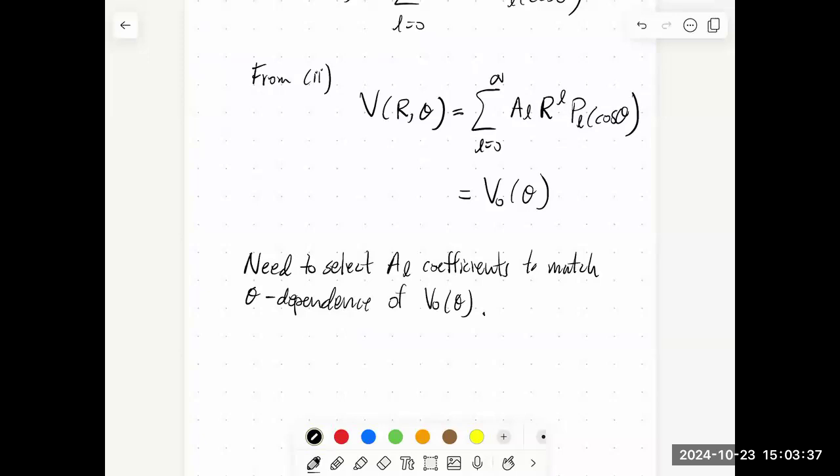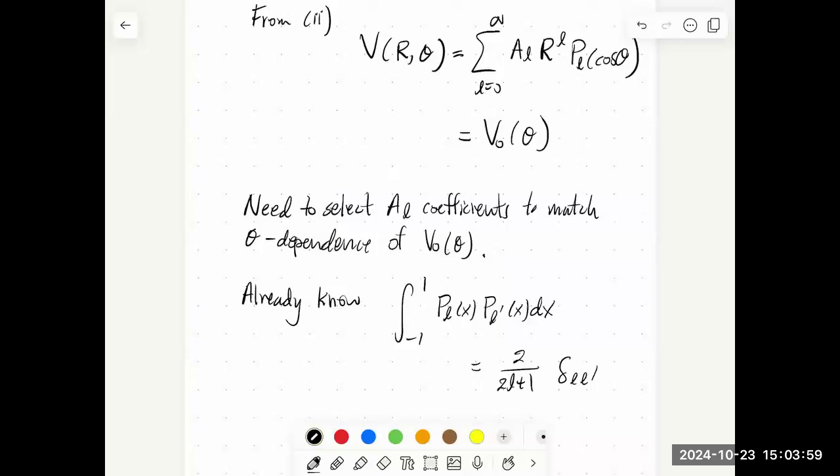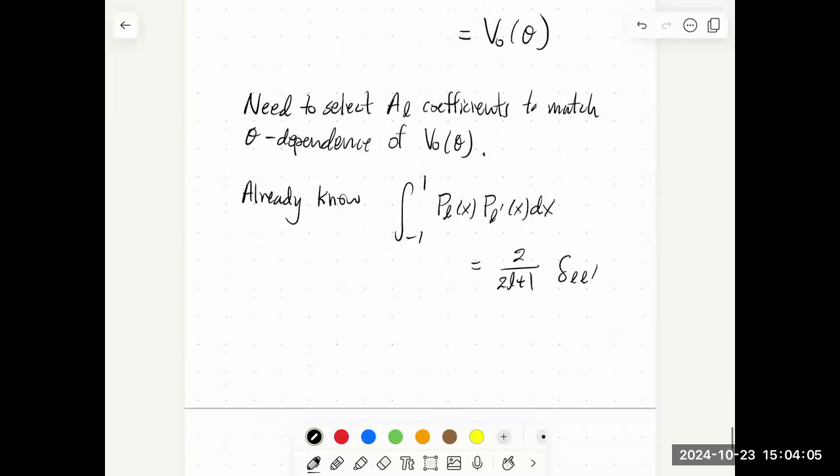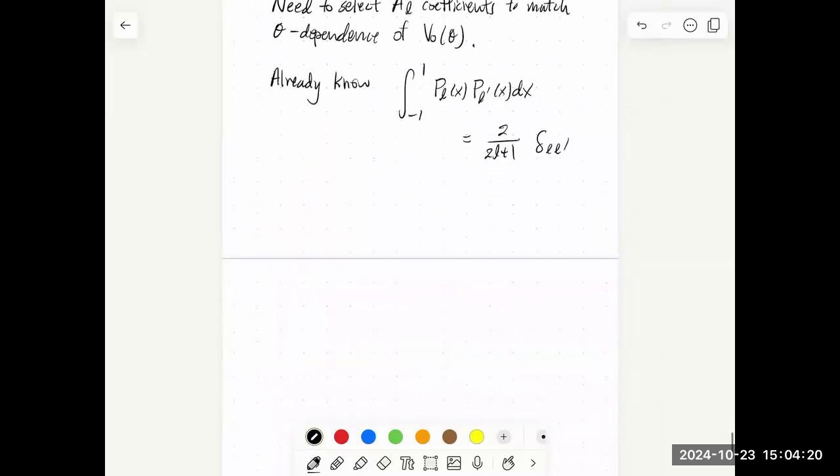So what do we know? We already know that the integral from -1 to 1 of PL of x, PL prime of x dx is equal to 2 over 2L plus 1 delta L prime. This was the normalization factor that we wrote down, I don't know, 20 minutes ago or something. Okay, so what we're going to do is try to do this kind of calculation so that we can find out our AL coefficients. So let's examine.